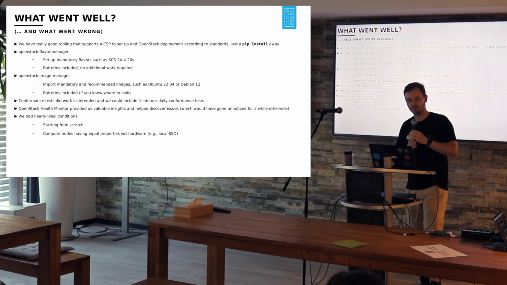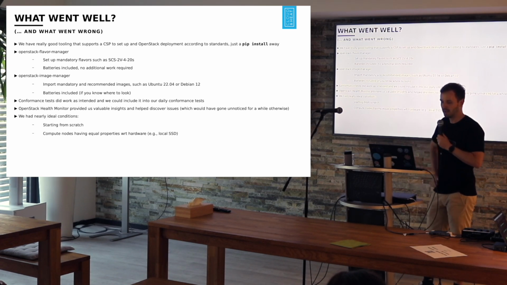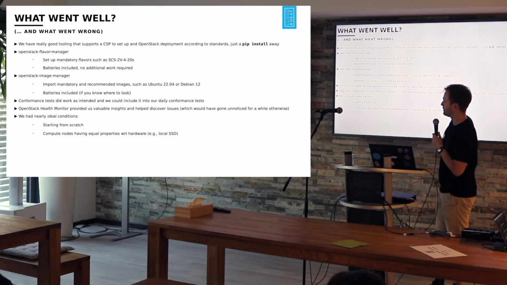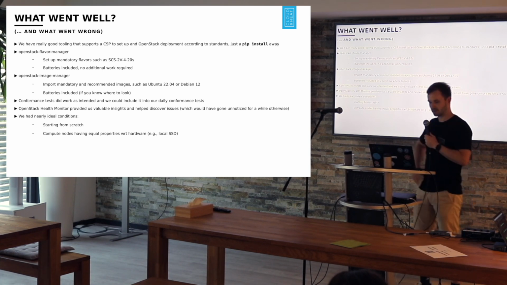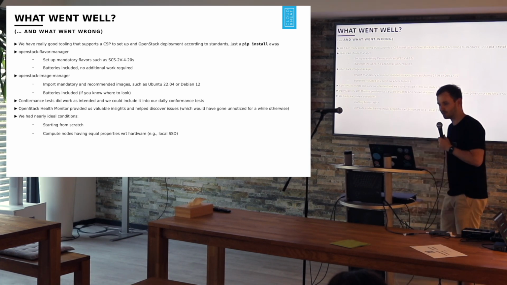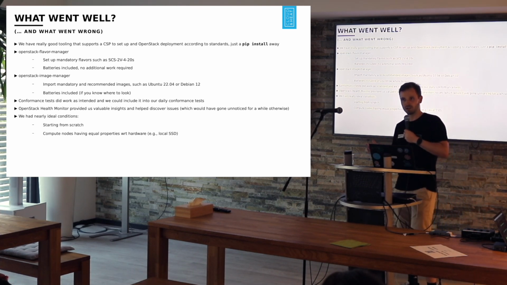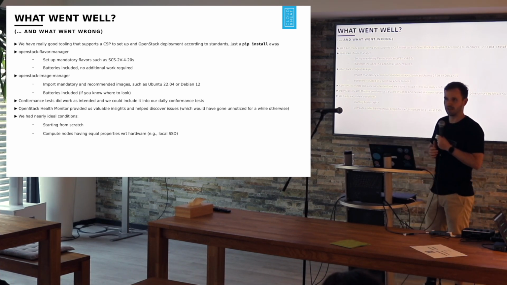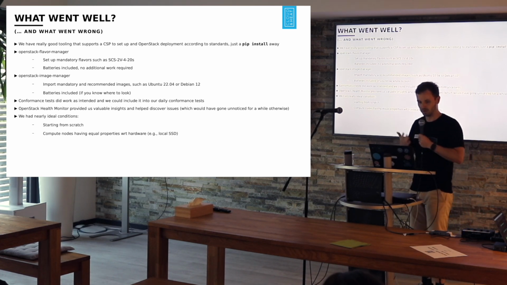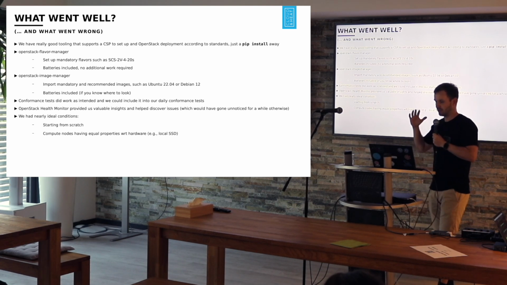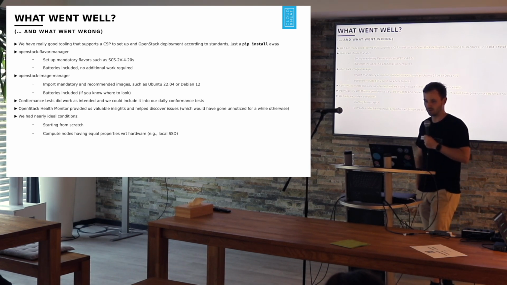Basically, a lot of the stuff that you need is just a pip install away. For instance, we've got the OpenStack flavor manager, and with it, you can set up the main flavors that you need, such as this one that I depicted there. It's hard to pronounce. This OpenStack flavor manager has all the batteries included, and you basically have no additional work to do. You just need to find it, and you need to know that you need to execute it. Then you have basically one of the standards already solved.